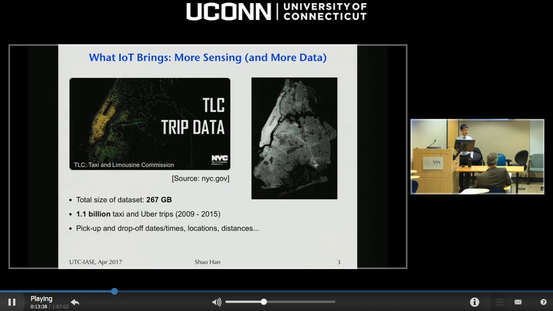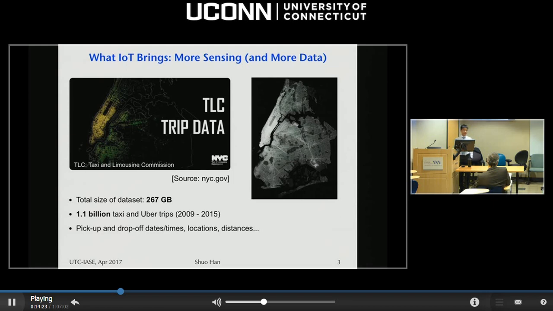First of all, I would claim that the Internet of Things brings us more sensing, or in other words, more data. It allows us to see the system in a much better way. On this chart, I'm showing a taxi data set, which also includes Uber trips in New York City. It's a relatively large data set, about 200 something gigabytes, and it records about 1 billion taxi and Uber trips in 6 years. It is a very detailed set of records. For example, it includes pickup and drop-off date times, travel time, locations, distances, and so on and so forth.